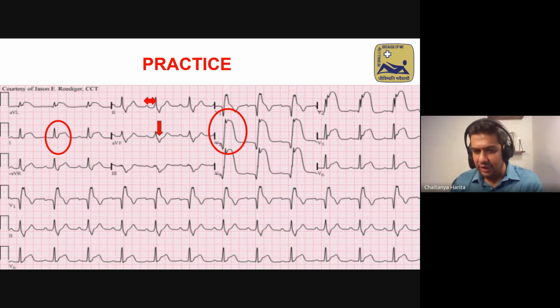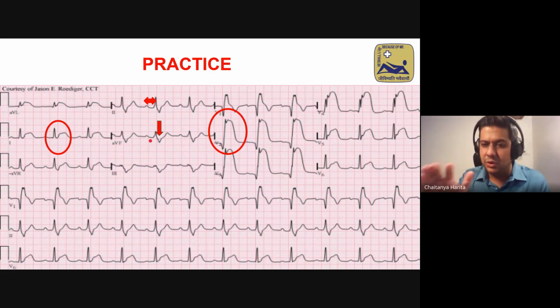It also involves the anterior wall and the lateral wall, with reciprocal changes in the inferior wall, with a first degree AV block. Don't worry, there's a separate class on MIs which I'll come to, but that is going to come up later. This is how a massive MI looks.